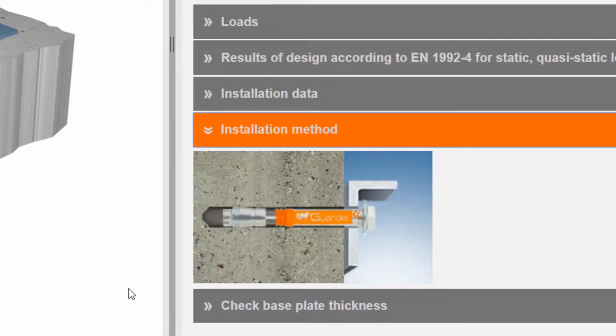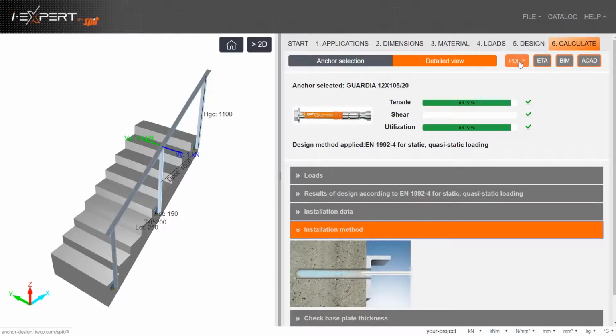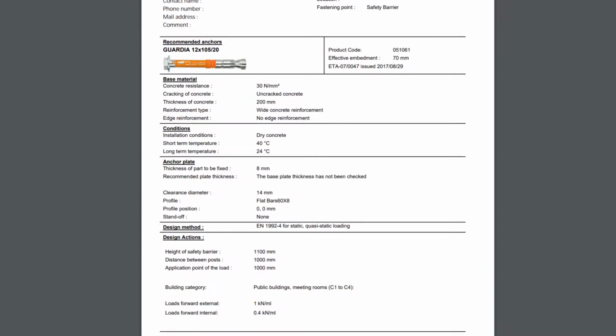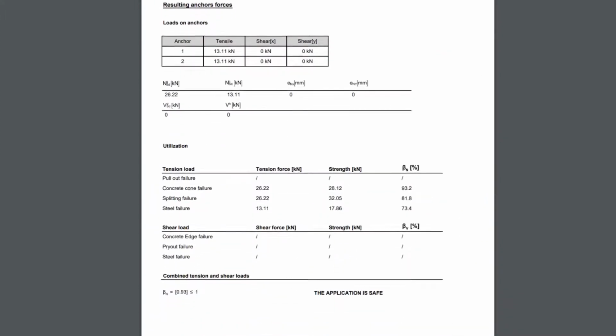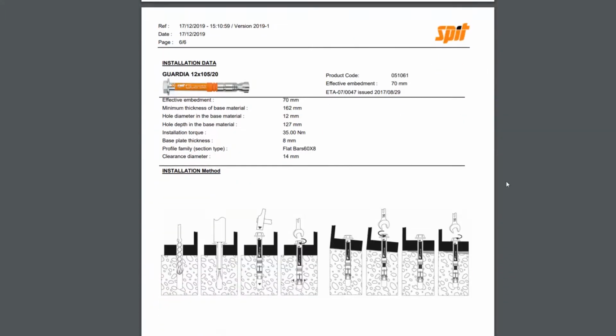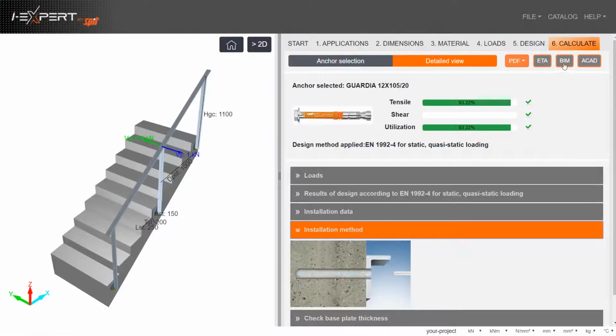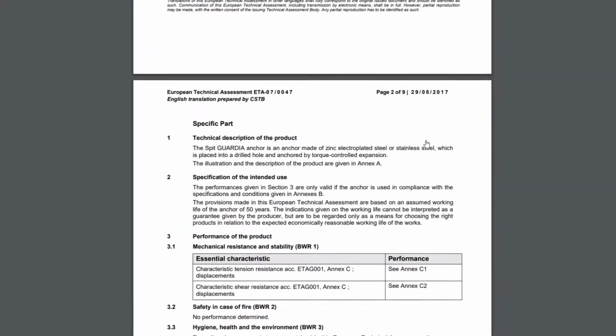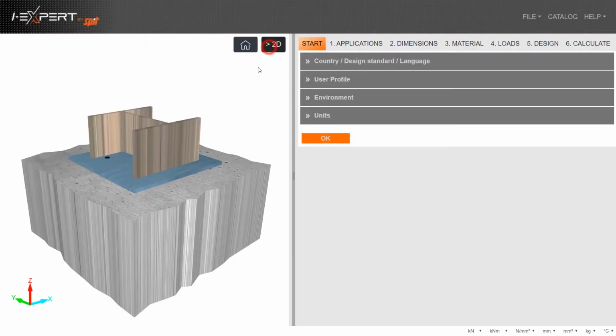When selecting the most favorite anchor, the PDF button will generate the design report with all the necessary information for the designer and for the installer. By clicking the PDF, ETA, CAD or BIM button, the right documents will be opened or downloaded in order to be used for the project design.